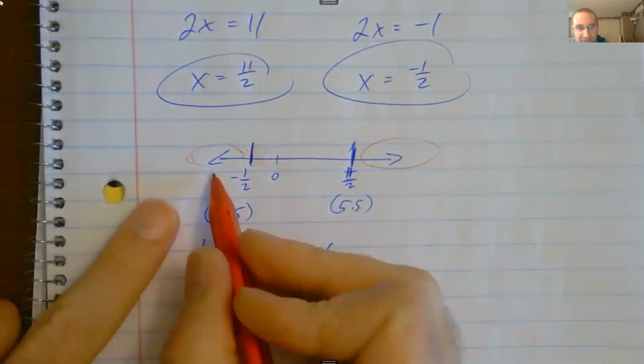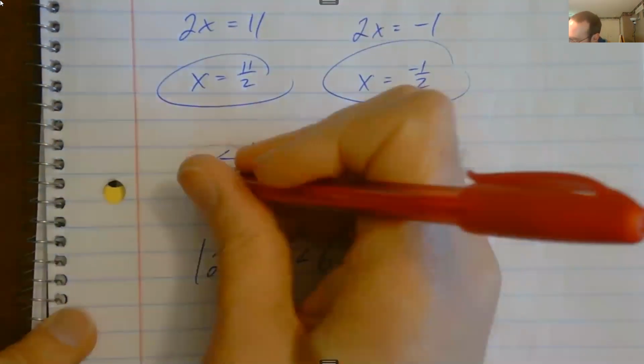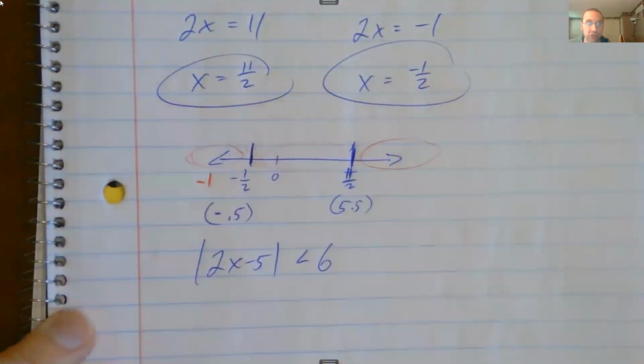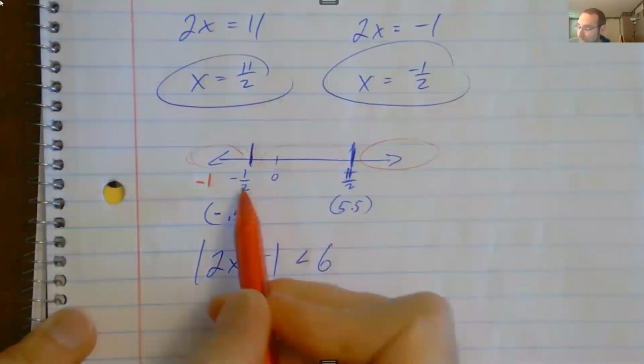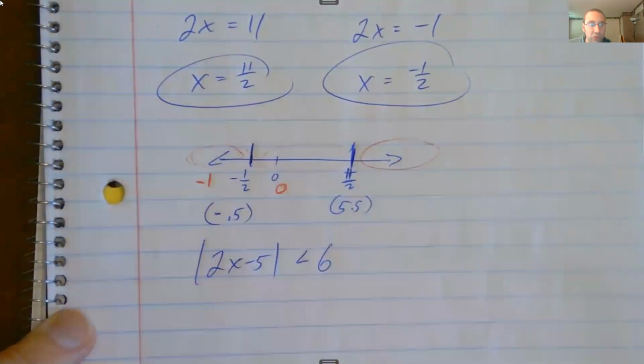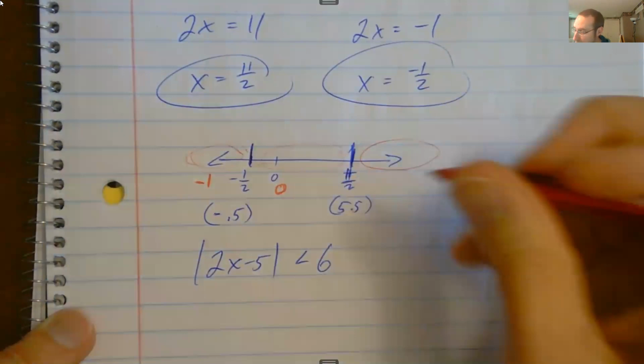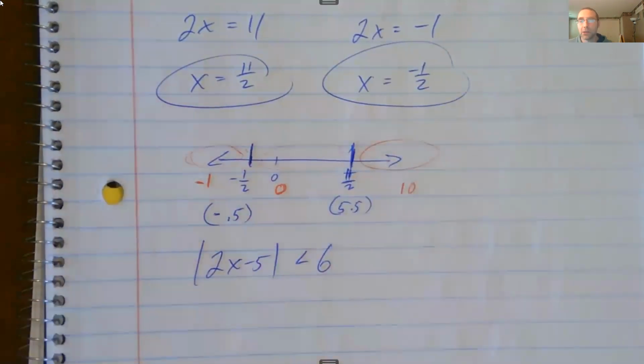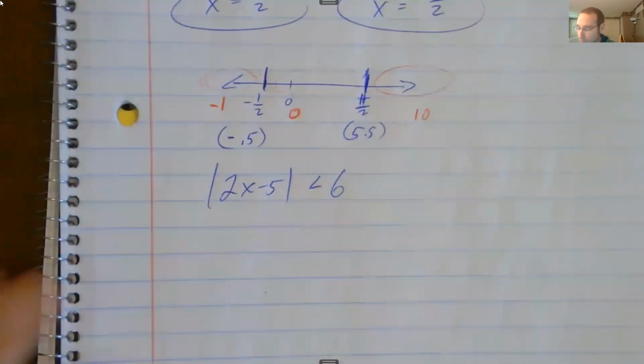Over here, an easy value to the left of negative 1 half that I can plug in is negative 1. In between negative 1 half and 11 halves is 0. I love testing 0 because it's super easy. And then something bigger than 5.5 that might be easy, I'll plug in 10, since it's easy for me to multiply things by 10. Okay, so here we go. We're going to test all of those to see if they make our inequality true or false.